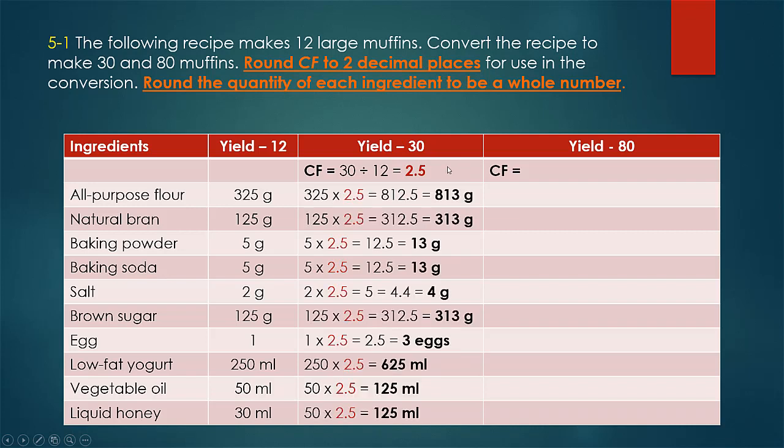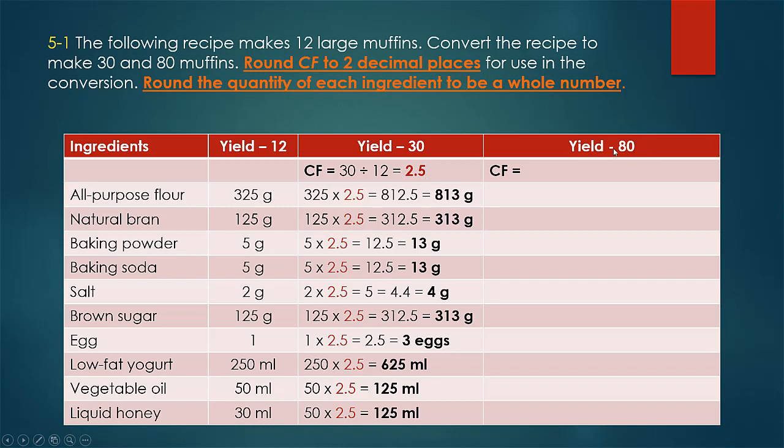To do it very quickly, since it's the same formula all the way down, I take my conversion factor and multiply it by 325 grams. I need 813 grams of all-purpose flour. I need my conversion factor of 2.5 times 125 grams of natural bran. I need 313 grams to make 30 muffins. It's the same formula all the way down: my new yield of 30 divided by my original yield of 12, my conversion factor is 2.5.